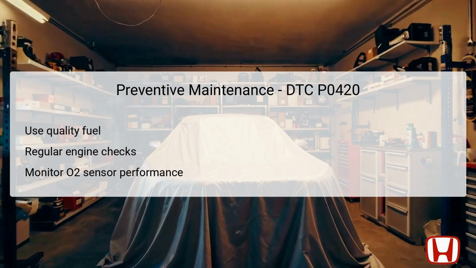Scheduling regular engine checks allows for early identification of potential issues such as misfires or oxygen sensor failures that could ultimately impact the catalytic system's functionality. Additionally, consistently monitoring the performance of the oxygen sensors, especially the secondary HO2S, is a proactive measure. Ensuring these sensors are functioning optimally can help maintain efficient operation and adherence to emission standards.